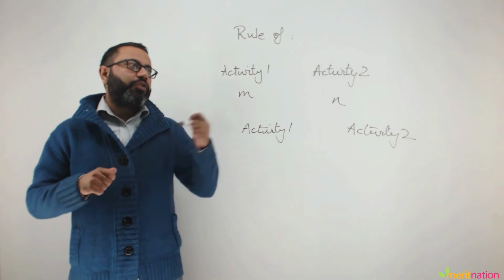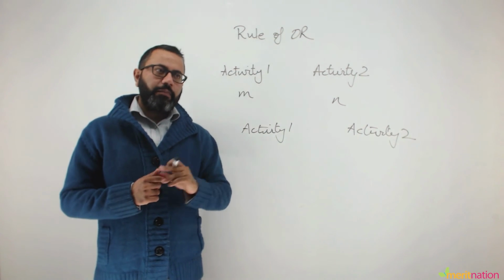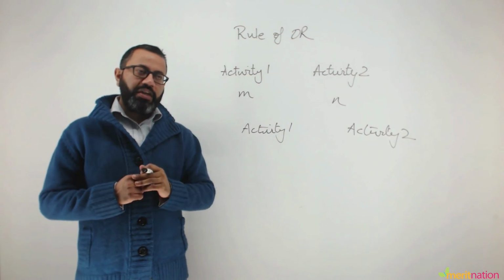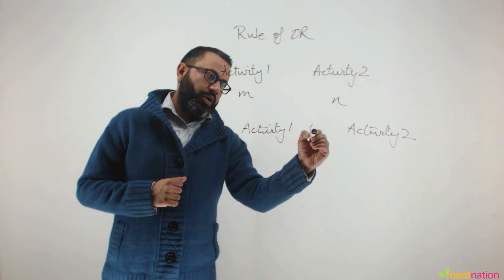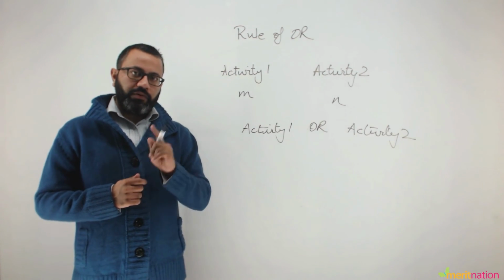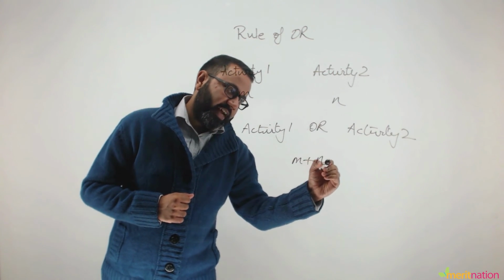The next rule is called the rule of OR. And with the same setup, if activity 1 can be done in m ways and activity 2 can be done in n ways, then activity 1 or activity 2, exactly one or the other, can be done in m plus n ways.